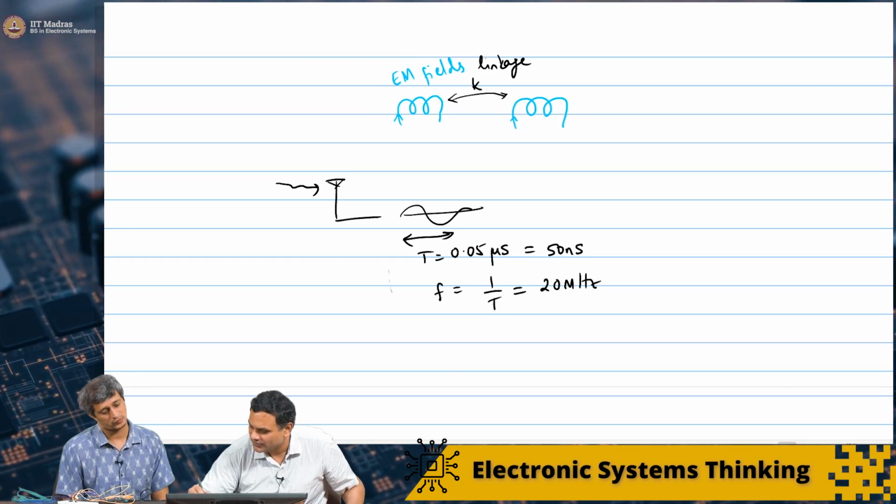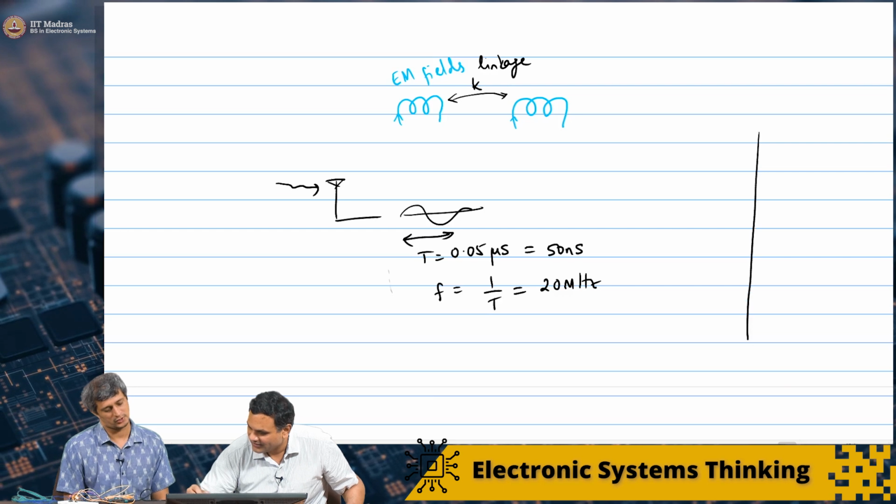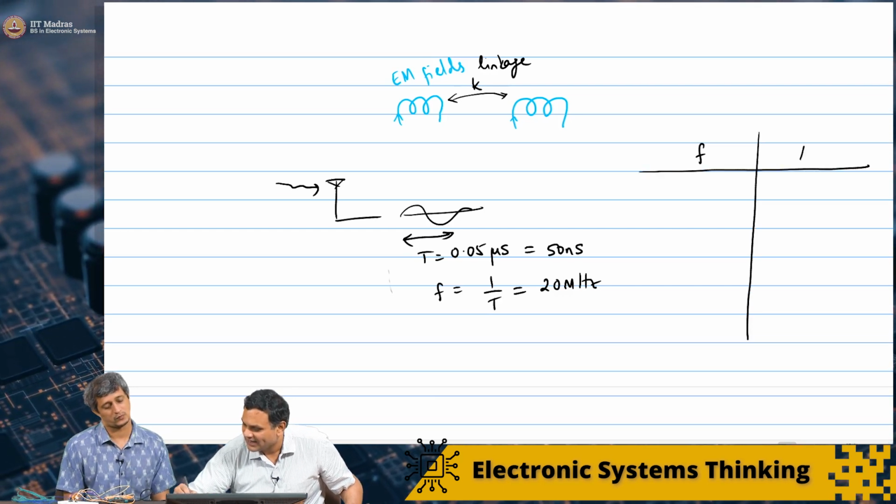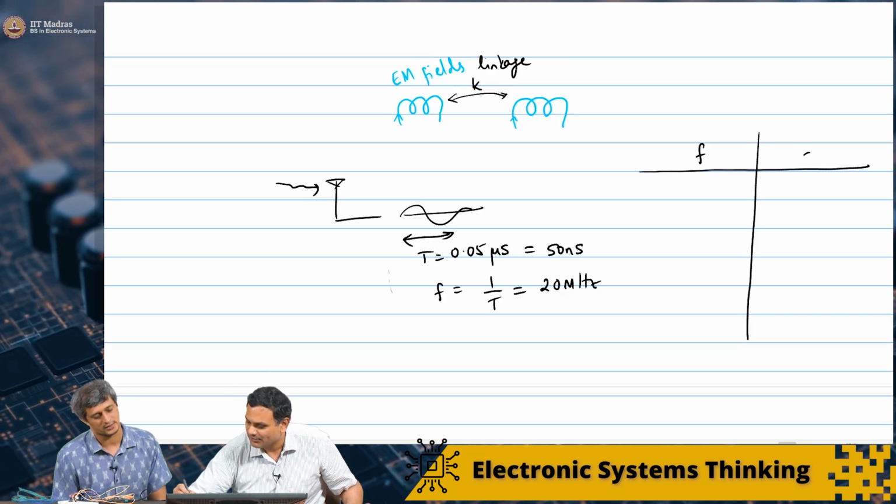First we'll make a table. We'll have frequency, and we'll have the received amplitude, the RX amplitude.